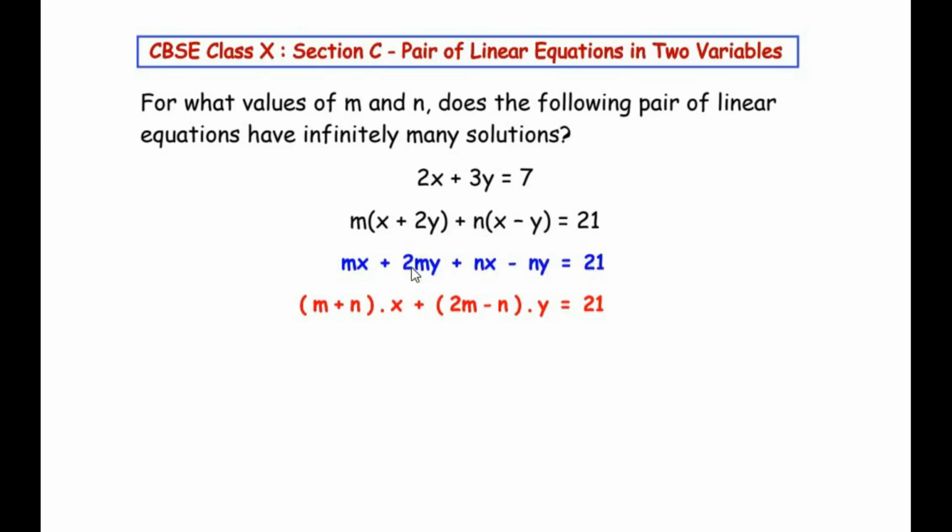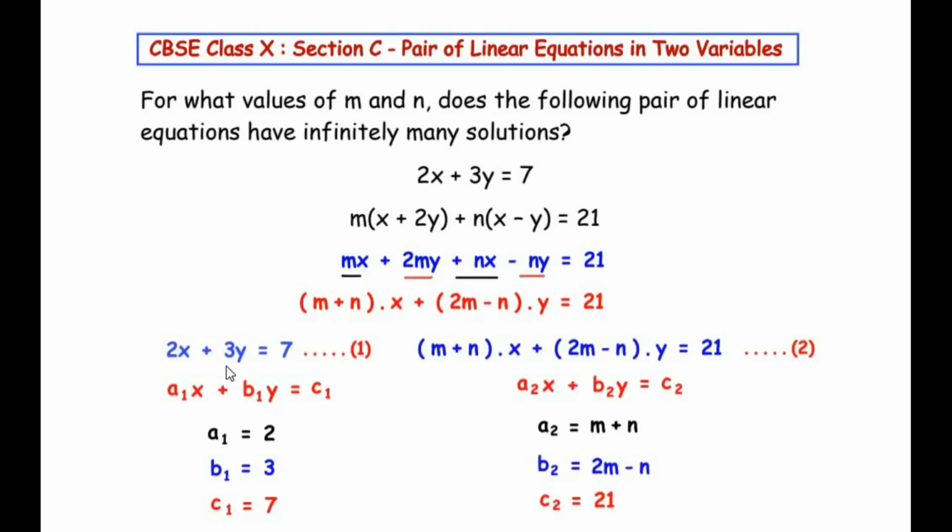Now let us gather the like terms. Here we can see that mx and plus nx are like terms because x is a common factor. So here we have taken x as a common factor out, and inside the bracket we have got m plus n. Similarly, we have the like terms my and minus ny. So y is a common factor, so we have taken it out, and inside the bracket remains 2m minus n is equal to 21.